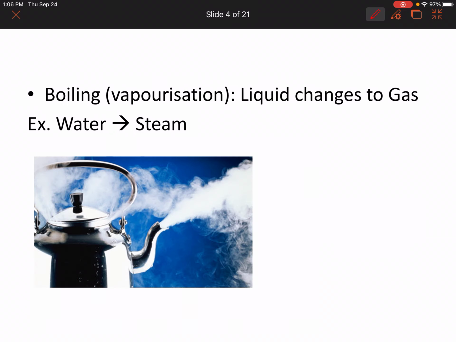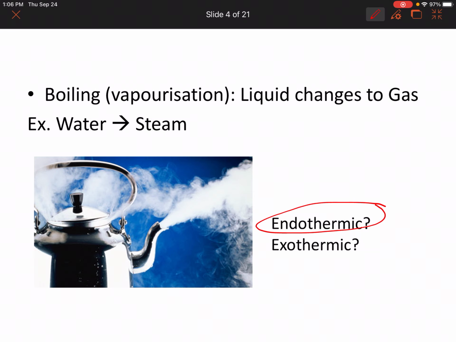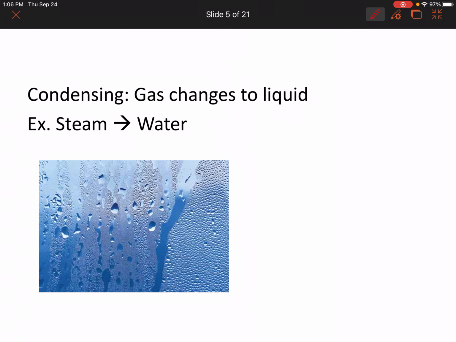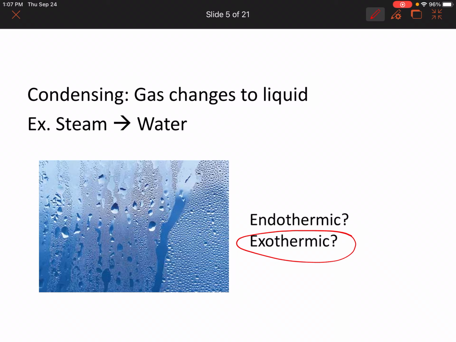Next, we have boiling, otherwise known as vaporization. This is when a liquid is changing to a gas, for example, water going to steam. So again, endothermic or exothermic? Does that require heat, or does it get rid of heat? It's going to require heat there. So endothermic for that one. Condensing, this is the opposite process, so gas changing to a liquid. For example, steam going into water, becoming water. Endothermic or exothermic? It's going to be the opposite. It's going to have to get rid of heat to do that.